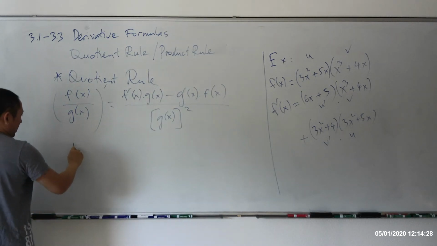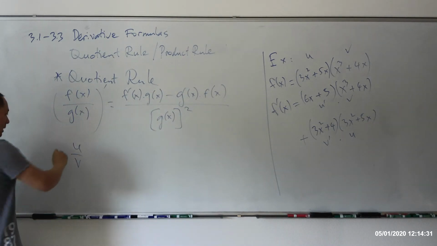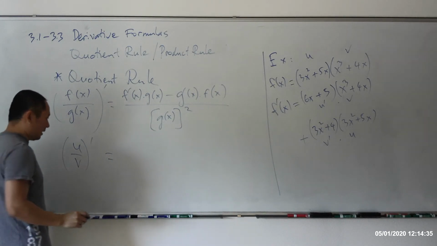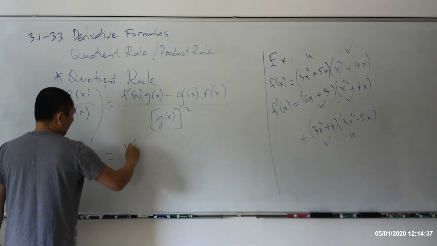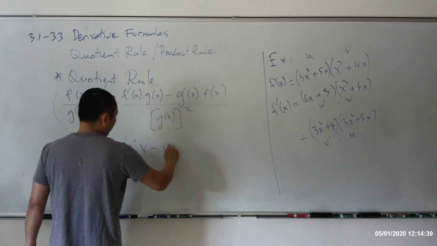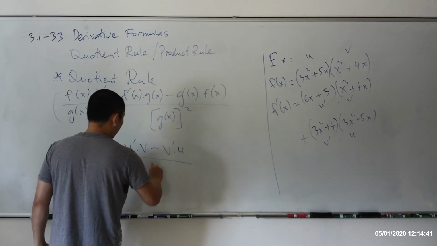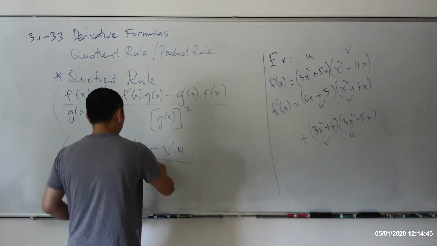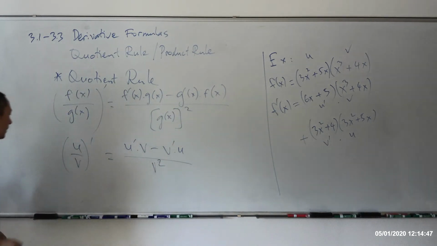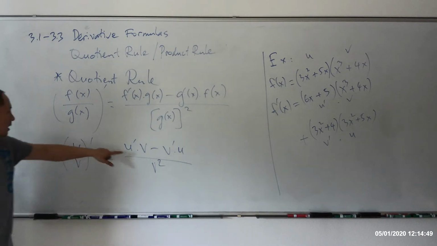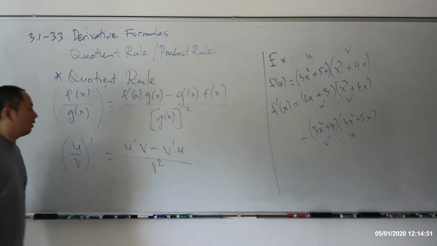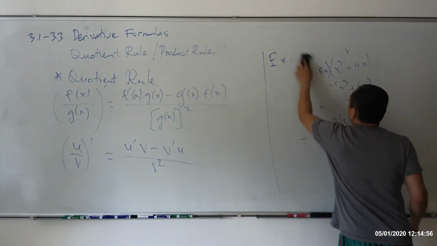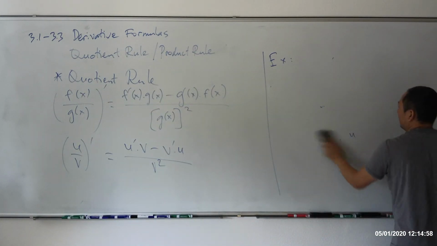If you got something like u over v in general, okay, take the derivative. It's going to look a lot nicer in my opinion. So u prime times v minus v prime times u and everything over v squared, I'm sorry. Okay, the derivative of the top times the bottom minus the derivative of the bottom times the top, all over the bottom squared.